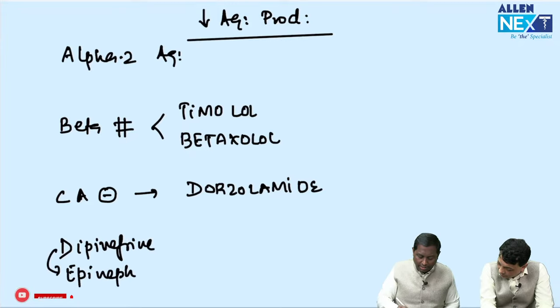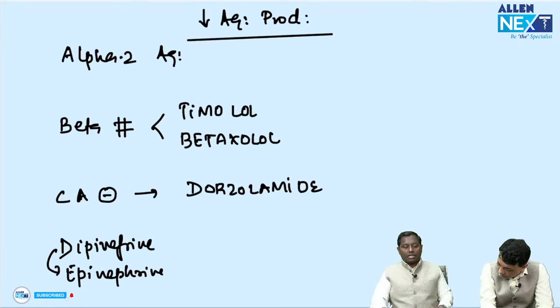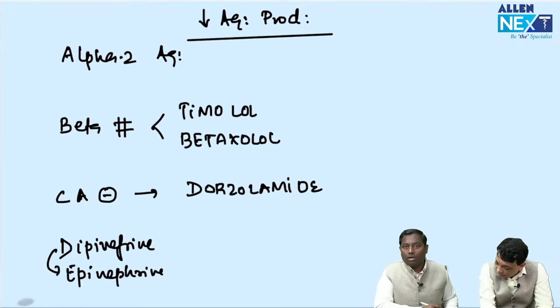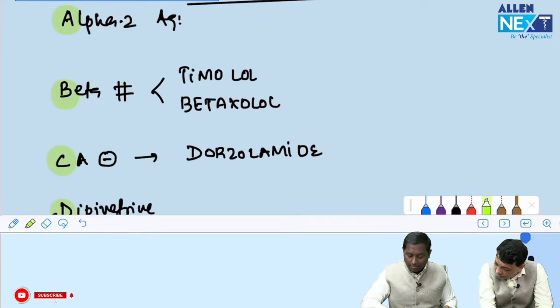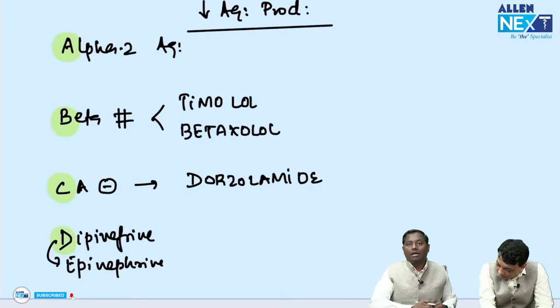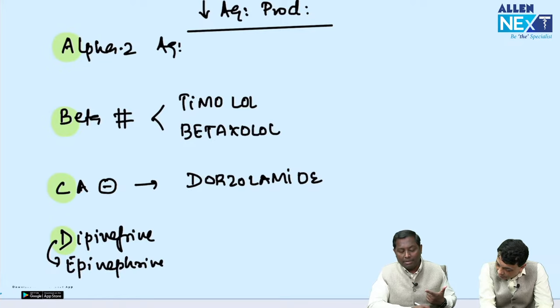So the drugs commonly utilized in the management of glaucoma can be remembered as simply as ABCDE, PET and PAO. So let's quickly repeat once again: what is ABCDE? Alpha 2 agonists, apraclonidine, brimonidine; beta blockers like timolol, betaxolol; carbonic anhydrase inhibitors.